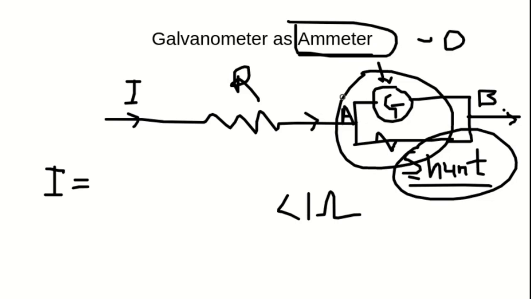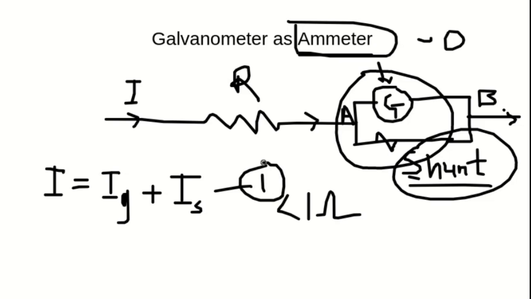So let's say the current I is equal to the current flowing through the galvanometer, Ig, plus the current flowing through the shunt resistance, we will call it as Is. So this is our first equation. Using this we can solve for the current. Then we can see that here the galvanometer and shunt are in parallel. So we know in parallel the voltage is equal between these 2 points A and B.